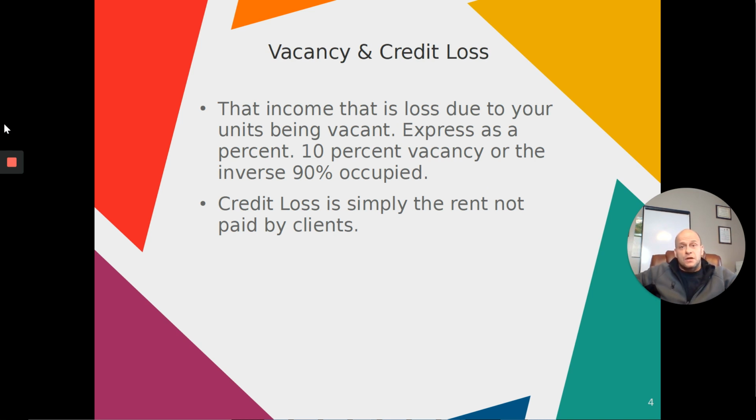Vacancy and credit loss. In the last slide, we spoke about the perfect scenario, but we all know that the property will have some vacancy and the occasional client that doesn't pay. So to account for that, we use the line item vacancy credit loss. This number is usually displayed as a percent. So we can either say the property has 10% vacancy, or we could say it has 90% occupancy. Both say the same thing in just a slightly different manner.